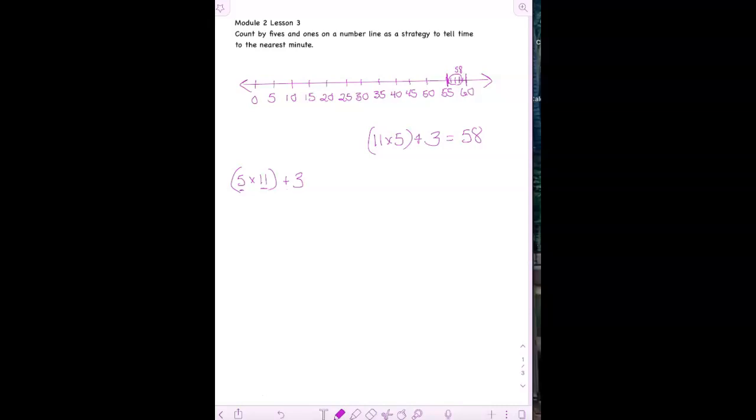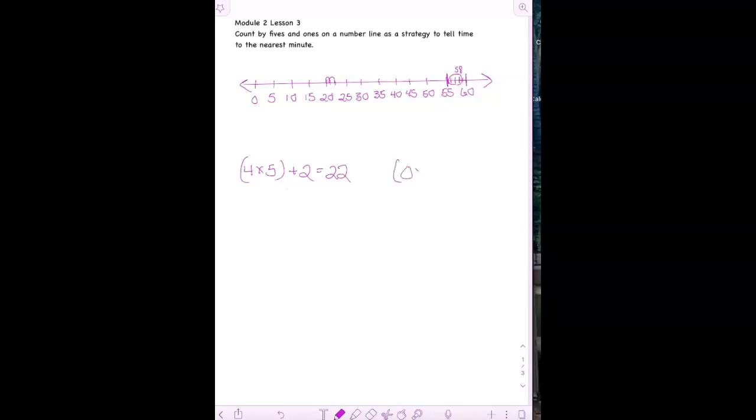What if I asked you to do, let's try one here, 4 times 5 plus 2 more. So let's do 4 fives plus 2 more. So let's go 1, 2, 3. There's 4 fives, so we're at 20. And we're going to do 2 more ticks, which would give us 20, 21, 22. So that would be 22 minutes.